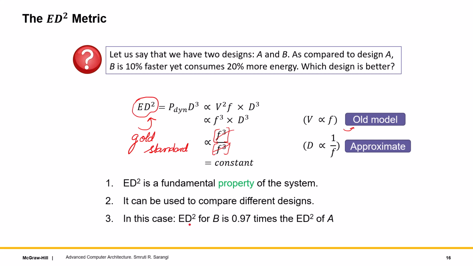It turns out that ED square for B is 0.97 times the ED square of A, and clearly for ED square, lower is better. So ED square is fundamentally used as a metric to compare different settings that have different voltages and frequencies, primarily because you need to reduce them to the same baseline, and ED square is a good baseline because it is independent of these quantities and it's pretty much a constant for a given system, subject again to our approximation.